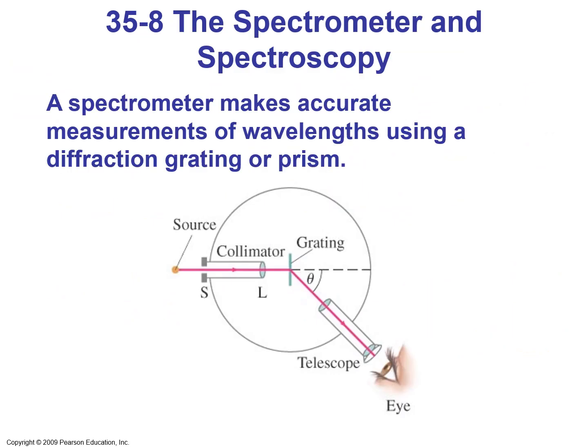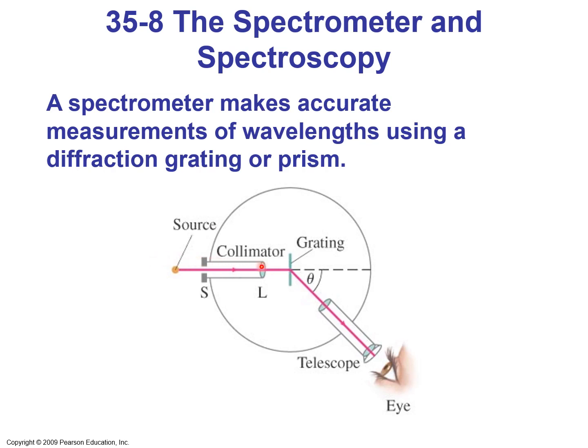Section 8. The spectrometer and spectroscopy. A spectrometer makes accurate measurements of wavelengths using a diffraction grating or prism. So this is the cartoon of a spectrometer. We have a source of light that we want to measure and determine the wavelengths of the source light.